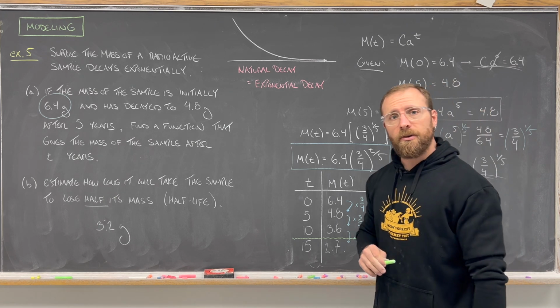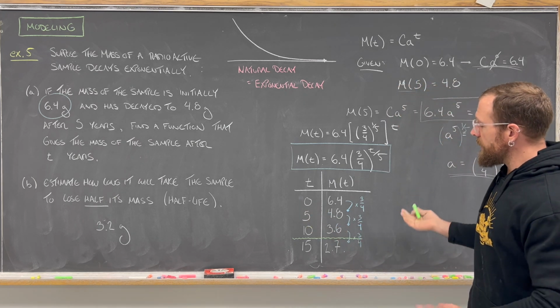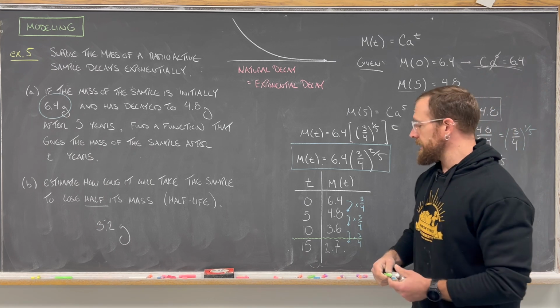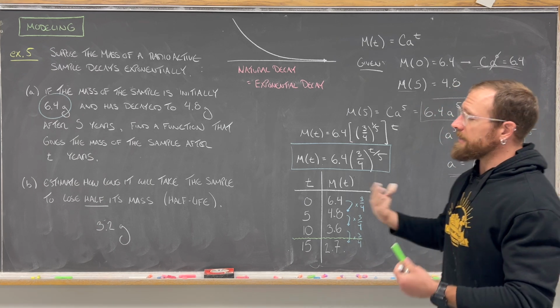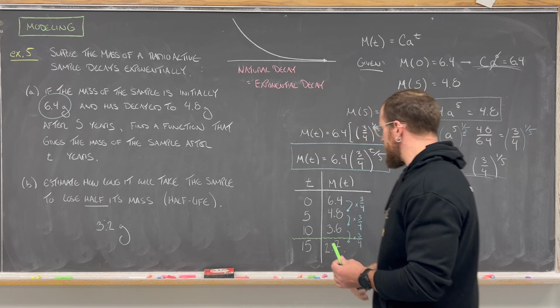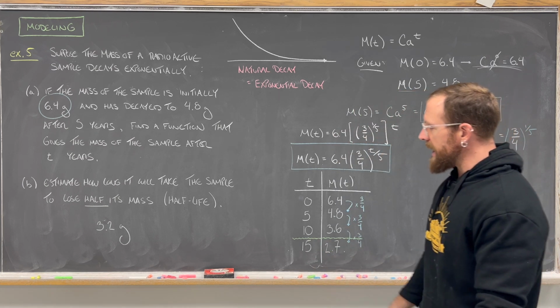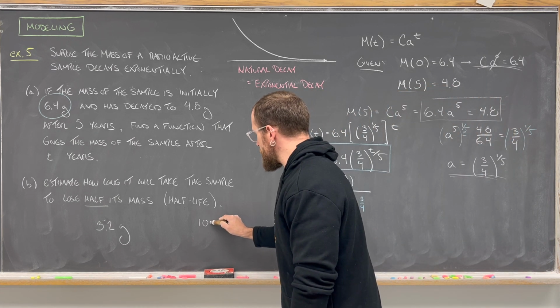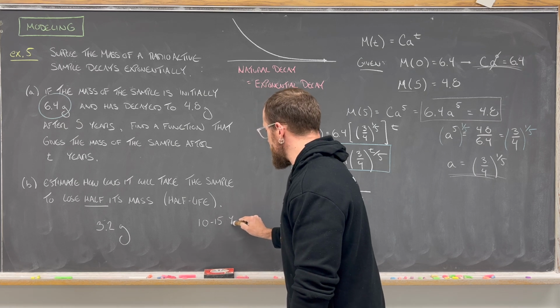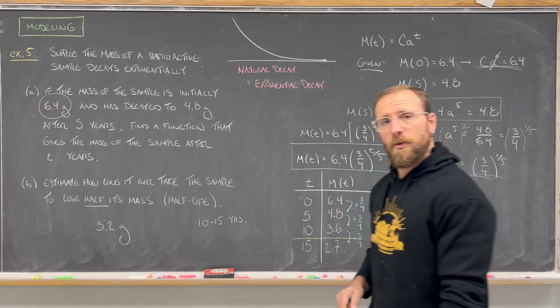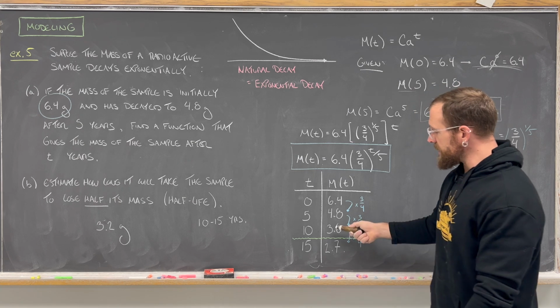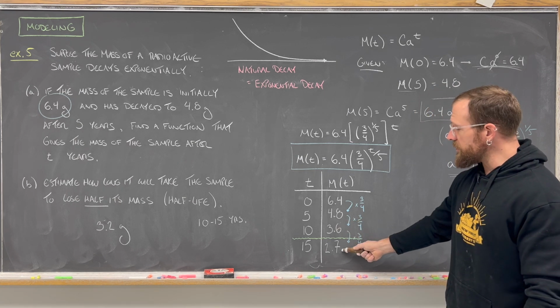Now, next week, we'll learn about logarithms and how to solve this exactly, find out exactly how long it takes to lose half of its mass. But for certain, it's somewhere between 10 to 15 years. So as a first guess, that's pretty good. That's true. It will be between 10 and 15 years. 10 years is not enough. 15 years is too much.